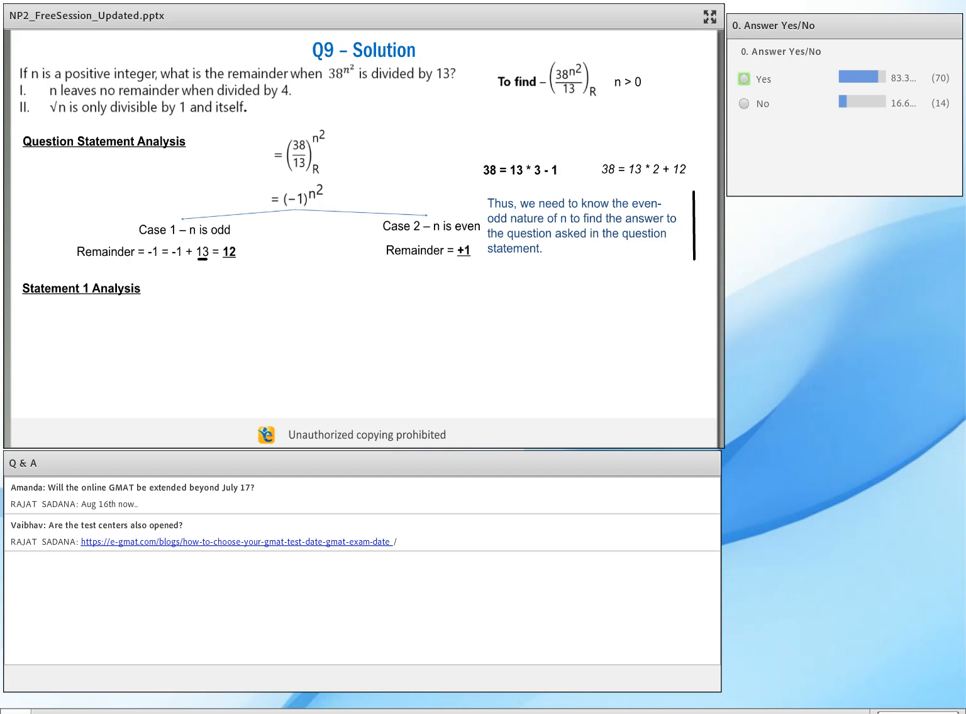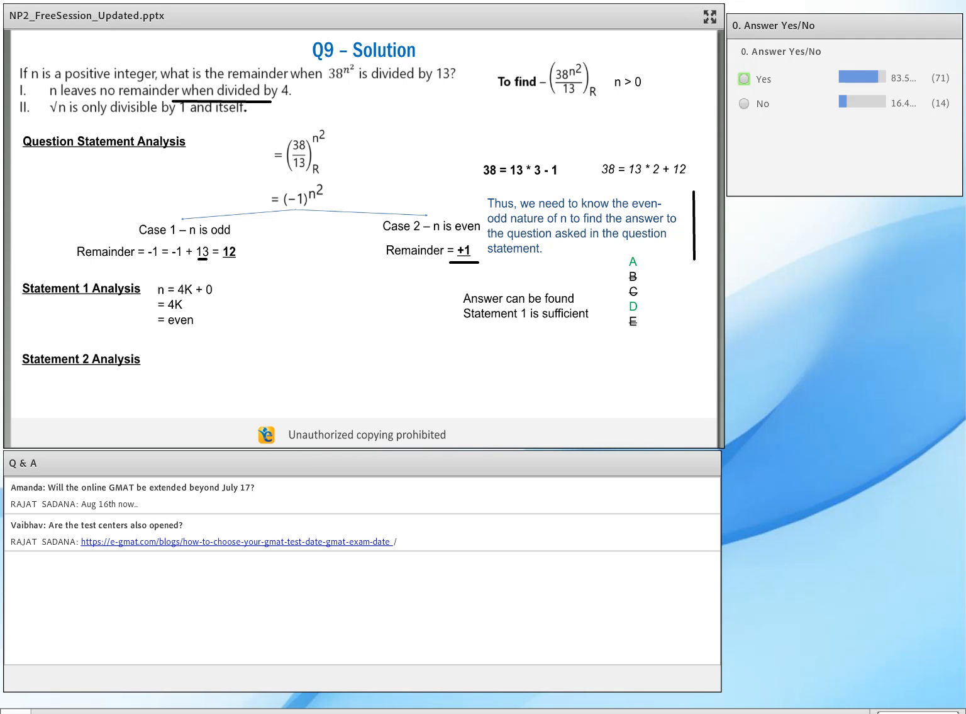So let's analyze statement 1. Statement 1 says n leaves no remainder when divided by 4. Which means n is equal to 4 times something, and 4 times anything is even. 4 times 3 is 12, 4 times 2 is 8. Statement 1 is sufficient. It tells me that my remainder is going to be plus 1. So statement 1 is sufficient, which means it's either choice A or choice D. B, C, and E are out of the picture.